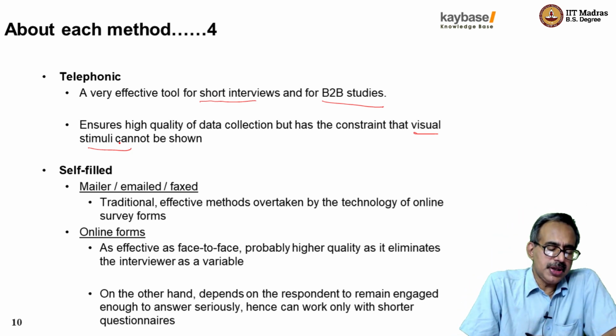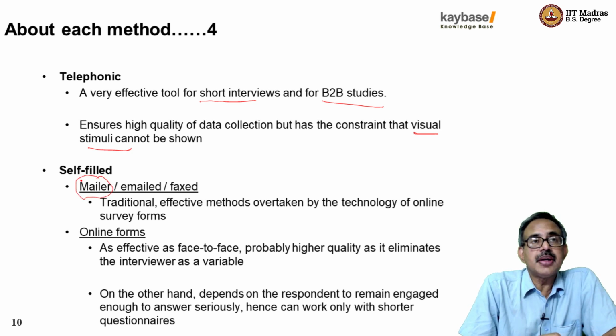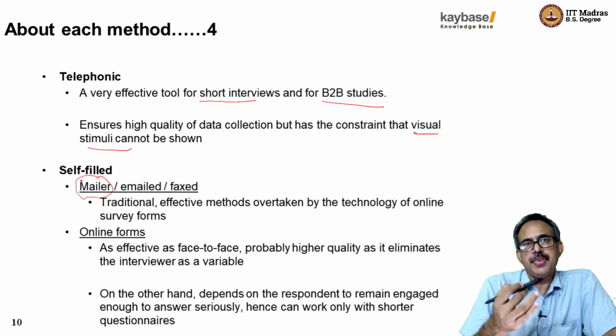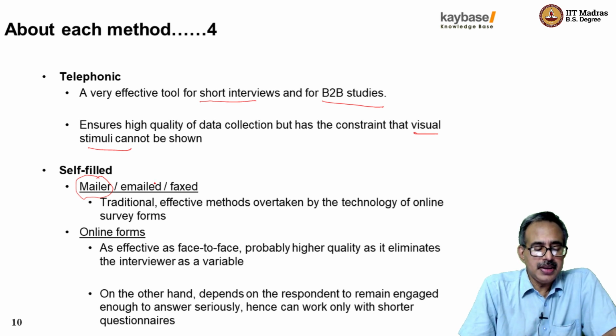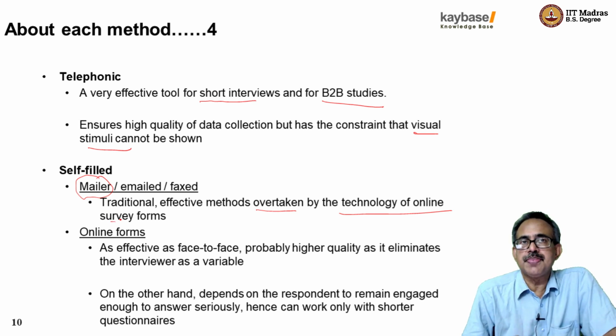Let's talk about self-field. I've already said you can have a courier. It used to be called a mailer. When you send a courier or a post, it's called a mailer. So mailer, emailer, fax, etc. Doable, effective, but overtaken by the technology of online. So online is as effective as face-to-face.